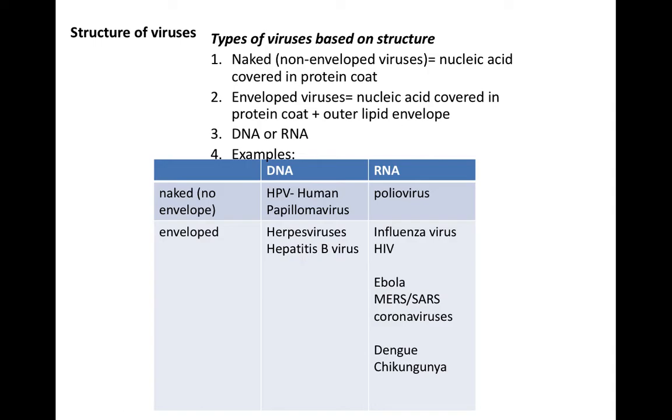Okay, and then if we go over here, folks, to enveloped RNA viruses: influenza virus, HIV. Again, folks, this is good because if the influenza or HIV are shed into the environment and there's any kind of damage to the envelope, just drying up or soap or alcohol, bleach, UV, once that envelope is damaged, the viruses can't attach to host cells, so they're no longer infectious.